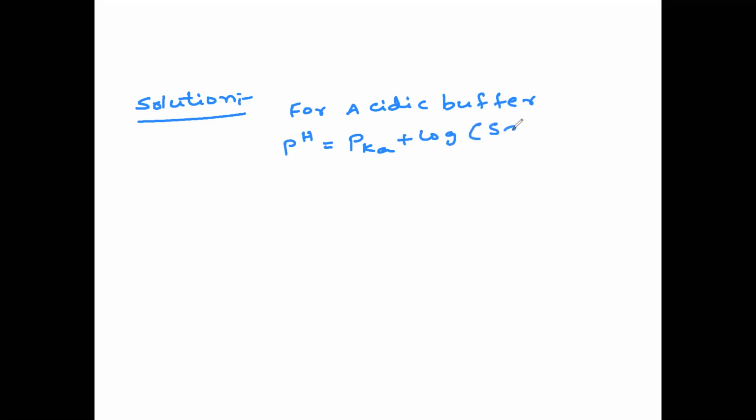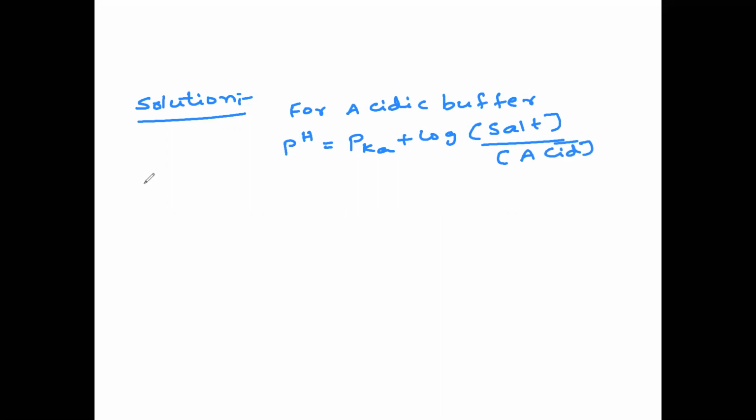What is the formula for finding the pH, since it is an acidic buffer solution, because it is a combination of a weak acid and a salt obtained from a weak acid and a strong base. So for acidic buffers, I'll write in detail step by step so that you can easily understand. For an acidic buffer, pH is equal to pKa plus log of concentration of salt by concentration of acid.